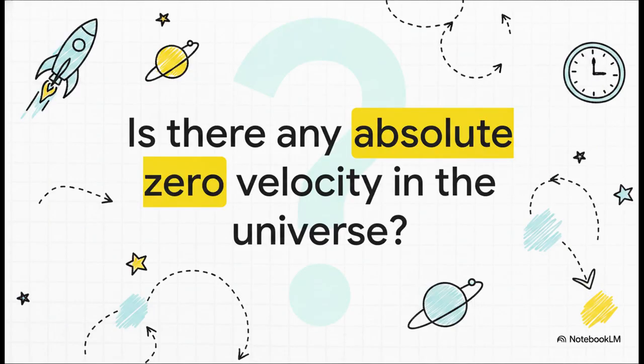Which brings us to our final thought. We just learned that velocity is completely relative. How fast you're moving depends entirely on who is watching you. So I want to leave you with this question to ponder long after this explainer is over. If every single object's velocity changes based on the observer's frame of reference, is there any such thing as absolute zero velocity anywhere in the universe?